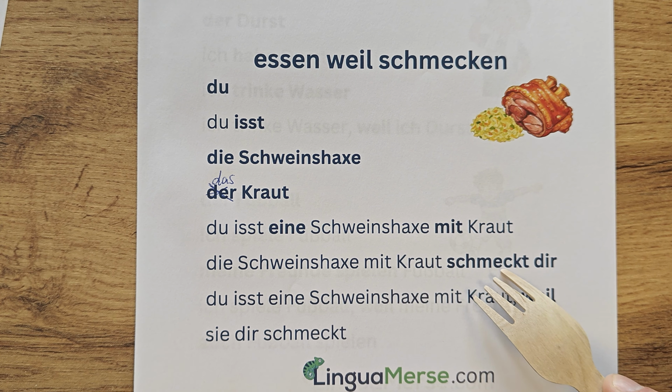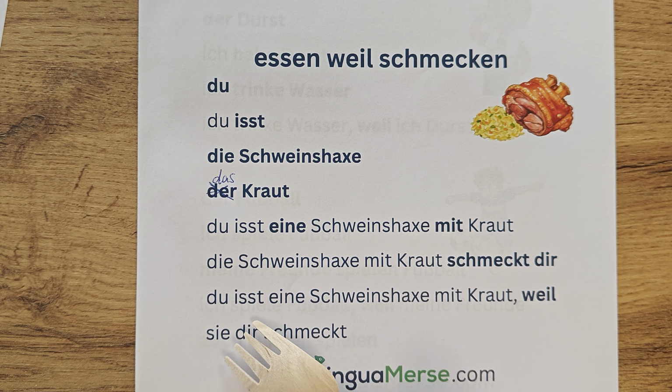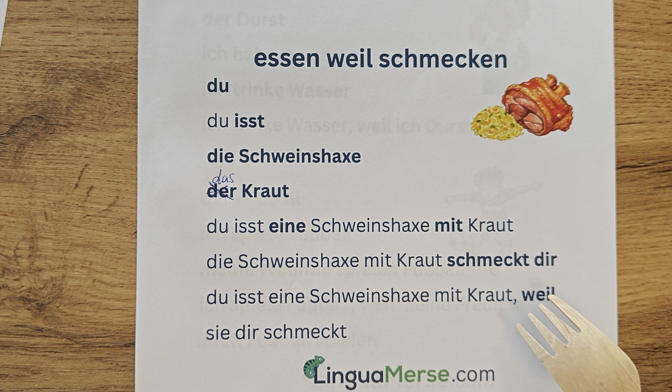So with schmecken, we do usually use schmeckt dir or schmeckt mir. You can also say die Schweinshaxe mit Kraut schmeckt, but that's more like a neutral expression, like it just generally tastes good. But if you want to say I like it, then it would be schmeckt mir, or in this case schmeckt dir. So the subclause after weil is schmeckt, and the verb here schmeckt, so that one goes to the end. So the full sentence becomes du isst eine Schweinshaxe mit Kraut, weil sie dir schmeckt.